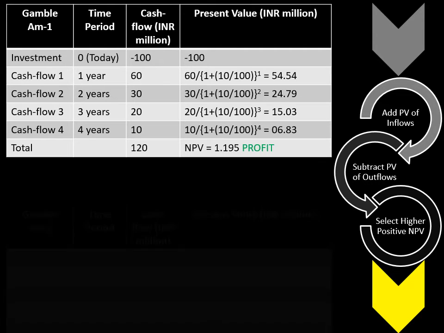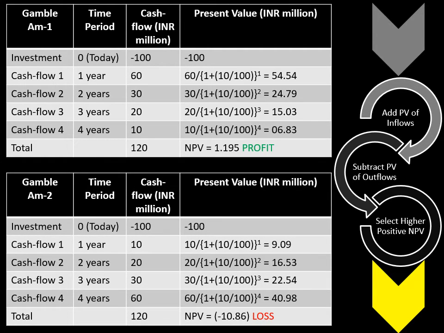Gamble AM2. There you go. The numbers are again the same. The outlay is of 100 million. At the end of year 1, I have 10 million as an inflow. At the end of year 2, I have 20 million as an inflow. 30, 60. Again, the number 120 is the same over here. But this time, as you're going to see, it's going to be a loss. How? Let's see. 10 million discounted at 10% for 1 year gives me 9.09. The calculations are exactly the same. The formula is exactly the same.